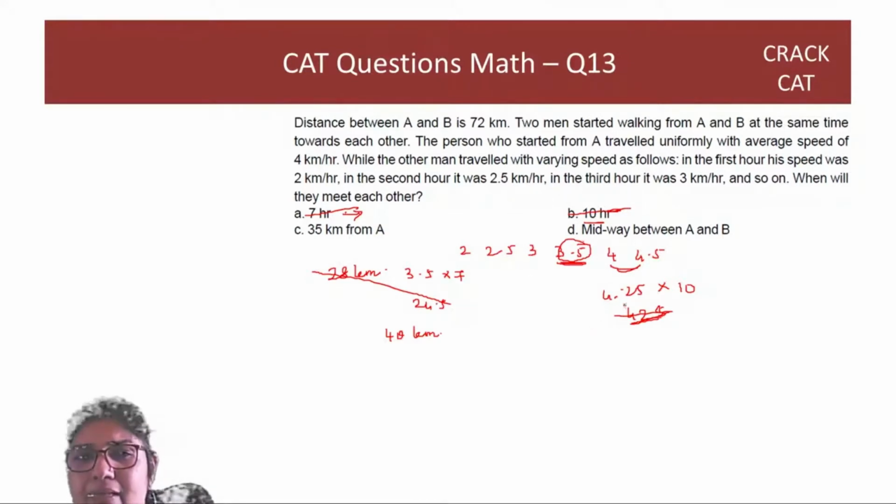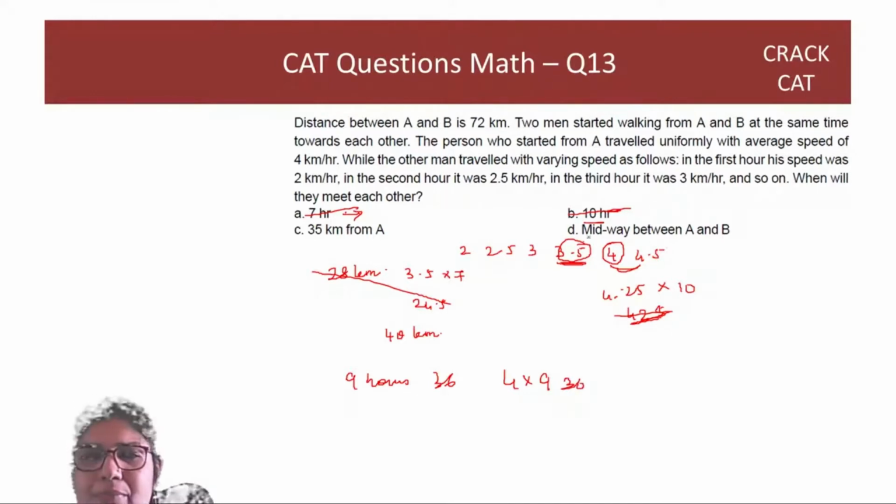But you can see that from 7 to 10 it has exceeded. What if you work with 9 hours? So this guy covers 36. The middle number is 4, and this guy also covers 36. So they meet midway between A and B. Okay?